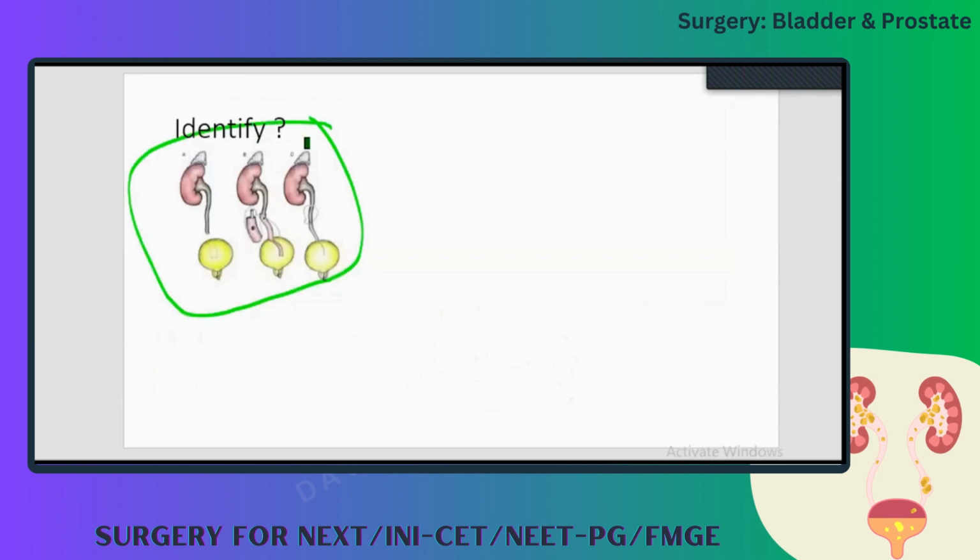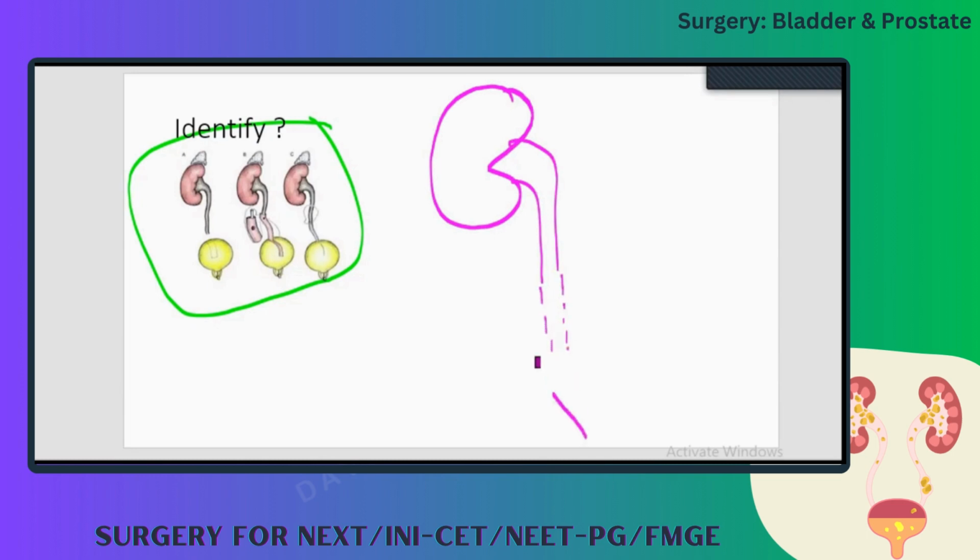Is it an ileal conduit, this one? No, not an ileal conduit. This is different. Identify. So it is difficult. Okay. See, this is the kidney, this is the ureter, this is the bladder. Suppose iatrogenically some part of the ureter gets damaged. Only this ureter is left, and the bladder is left. So we have to bridge this gap.